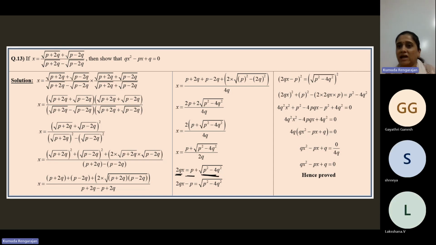Isolate that, meaning you have that alone on one side, any one side. So that's what you see in the next step. Who was along with the square root term? This p, no? So you bring that p to the other side.